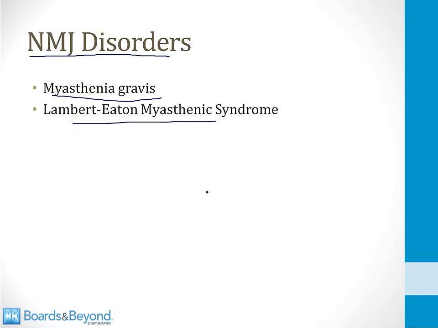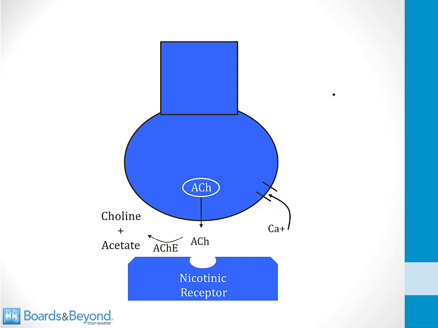For both of these disorders, what you want to focus on is what's going on at the level of the neuromuscular junction. That is what they're going to test you on the Step 1 exam. So let's start by reviewing how a neuromuscular junction works. Shown on the screen here is my own drawing of a neuromuscular junction.